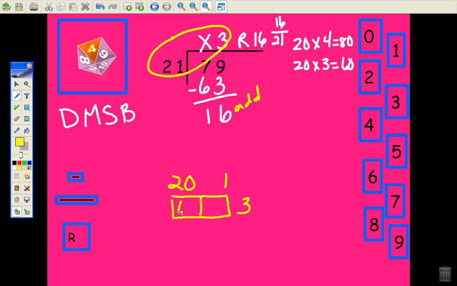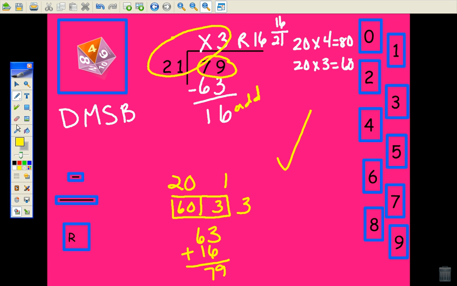$20 times 3 is 60. 1 times 3 is 3. 60 plus 3 is 63. Add my remainder of 16. 6 and 3 is 9. 6 and 1 is 7. 79 is the exact same thing as my dividend, so I am good to go on this problem.